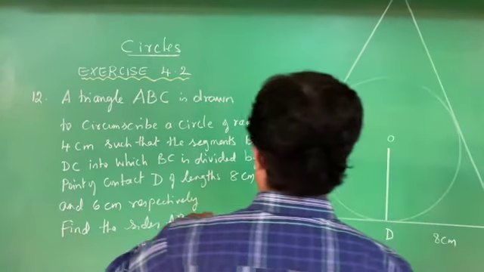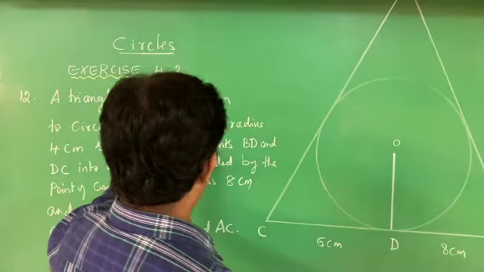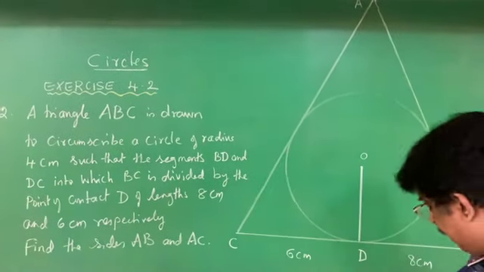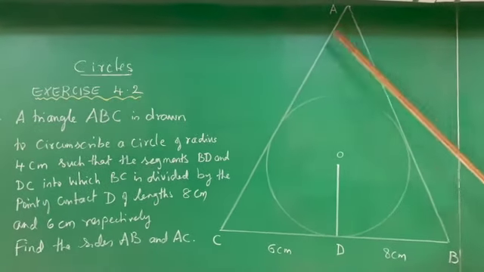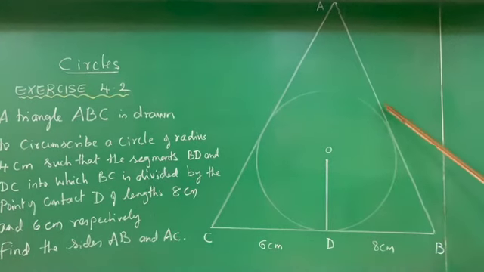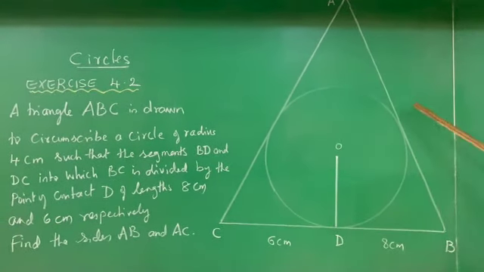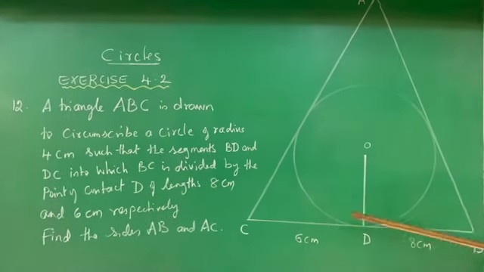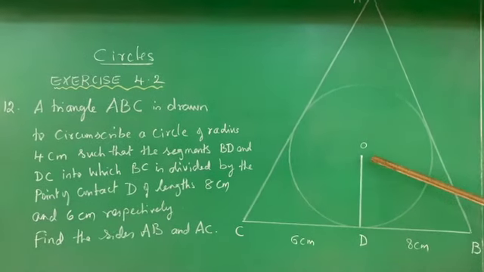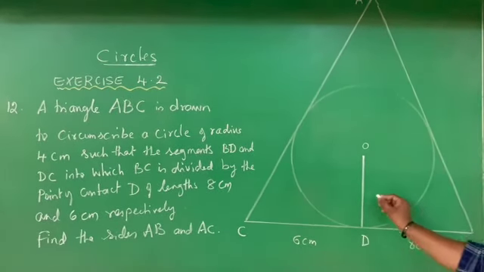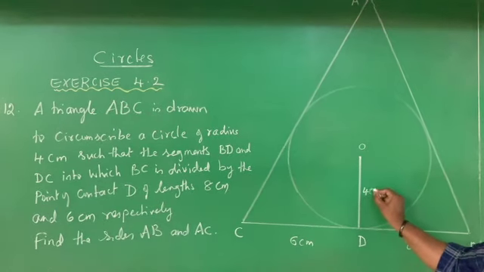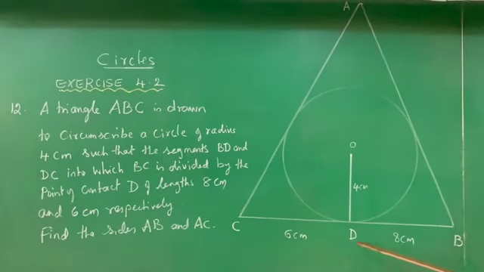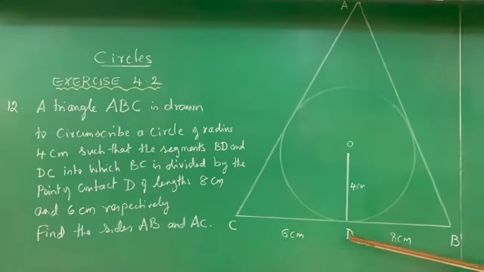A triangle ABC is drawn to circumscribe a circle of radius 4 centimeter. See, ABC, the diagram is given here. ABC is a triangle circumscribing a circle of radius 4 centimeter. Now in this diagram, OD is the radius. OD is equal to 4 centimeter. This circle is touching one side of the triangle, BC, at D.